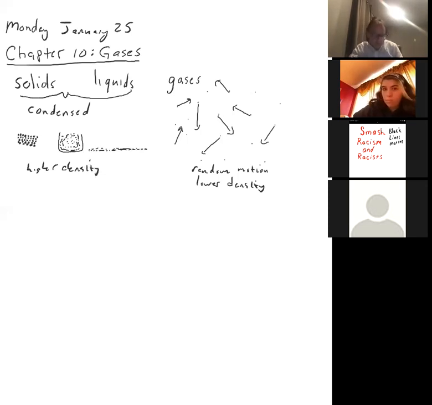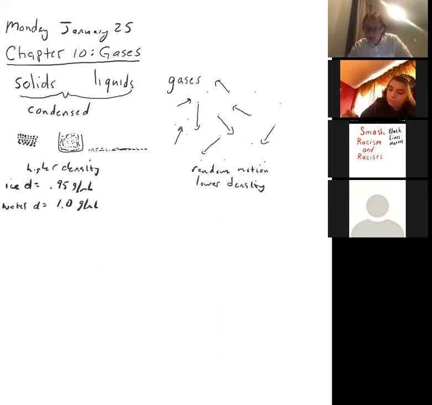So just to kind of give you some numbers, let's think about water, for example, or ice. The density of ice is like 0.95 grams per milliliter. The density of water, liquid water, is only a little bit more than that. It's about 1.0. So ice and water are pretty close in density, ice a little bit lower. But gases are typically 0.001 grams per milliliter. This is 1/1000th that of ice or of liquid water. So very low densities that we talk about with gases, okay? So they have some different properties that we'll take a look at.